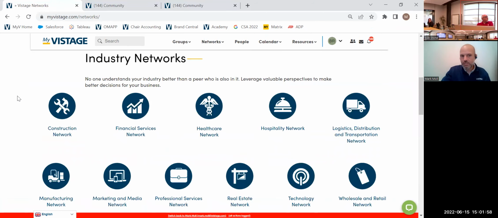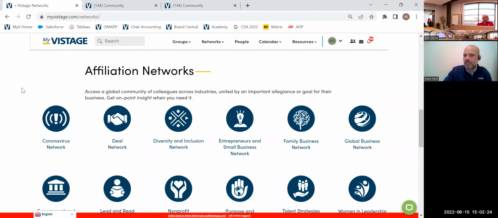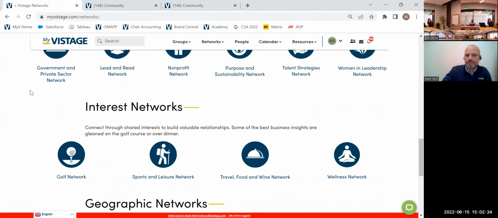The first and foremost, we've got some of our traditional ones. These are a lot of our original networks. For example, the construction one, financial services, healthcare. These are all divided by industry and are a lot more industry specific in that way. We do have an awful lot of different industries and businesses reflected in Vistage membership. So we've really got a lot of different industry ones, and we even go on to affiliation ones. These include things like your nonprofit network, women in leadership, a bit different than just being industry focused.